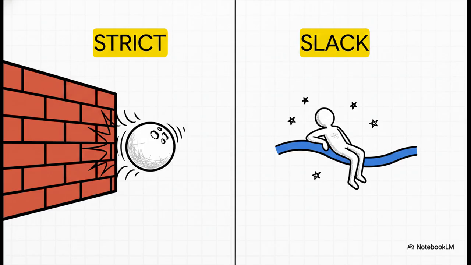On the flip side, we have slack inequalities. These use the less than or equal to or greater than or equal to symbols. With a slack inequality, the boundary line itself is an acceptable, completely valid answer. Knowing the difference between strict and slack is basically your very first step in decoding these problems.